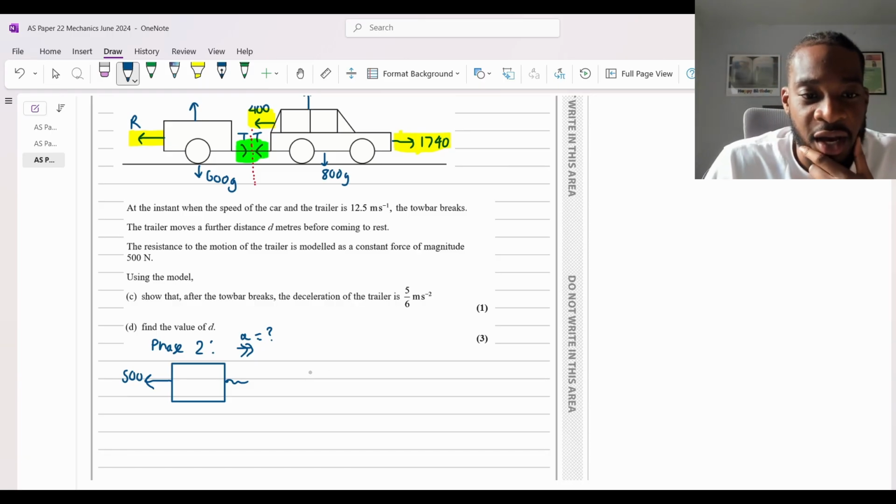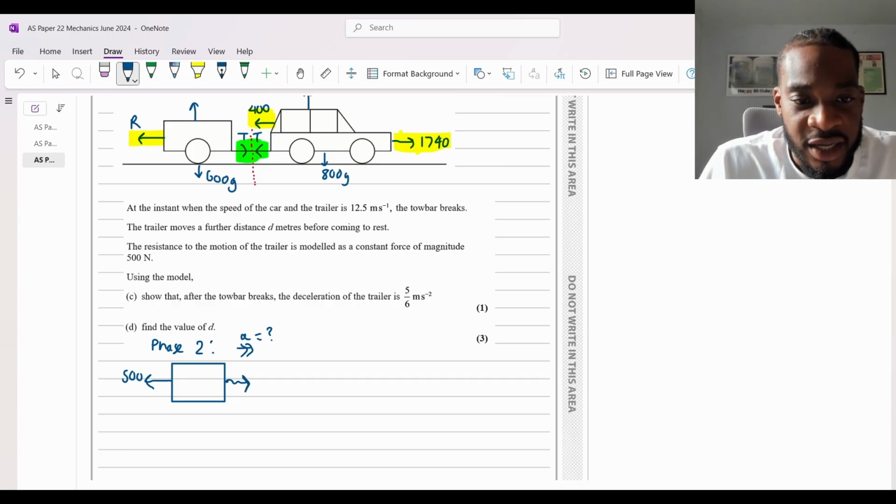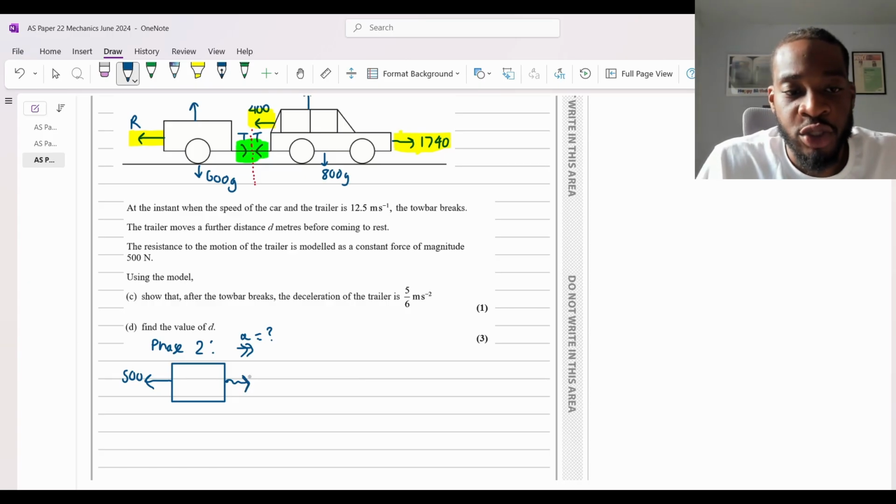What I think is good to do as well, which one of my students likes to do, shout out Jack, is that when there is no driving force, you can just write this as a zero, couldn't you? So if I use F equals ma on the trailer, it's zero minus the 500 equals the mass of the trailer, which we know is 600, times the acceleration we're trying to calculate. So minus 500 is equal to 600a. That means minus 500 divided by 600 is equal to a. So the acceleration is minus 5 over 6, because the hundreds cancel, don't they?